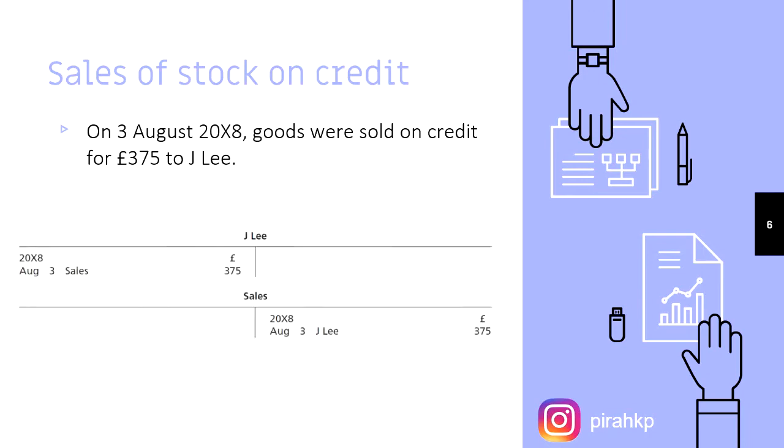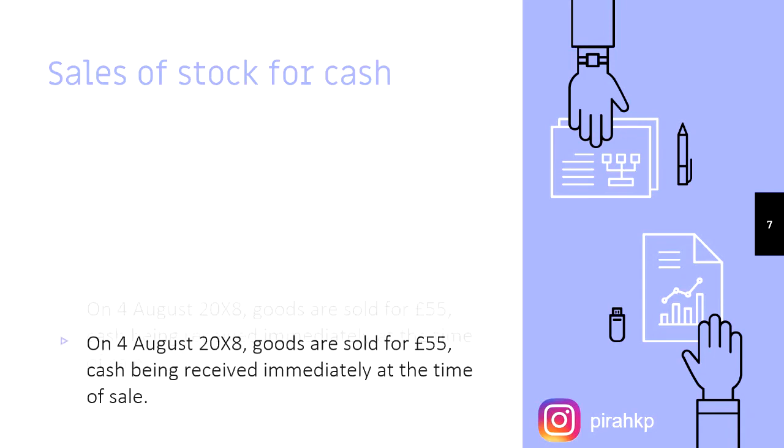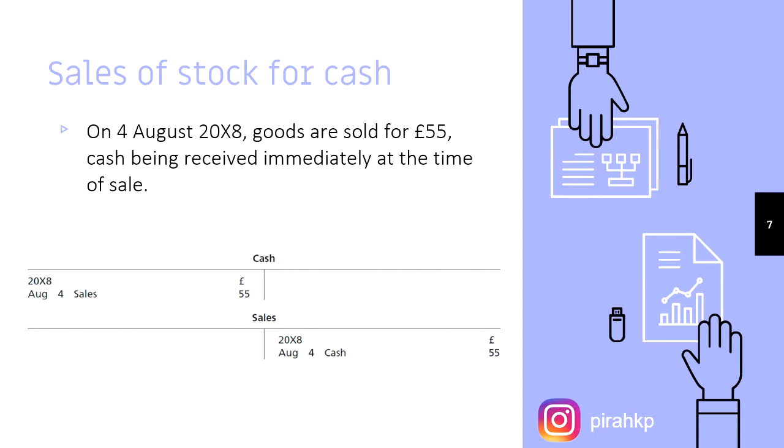Alright, so here are the ledger accounts. JLE August 3 sales 375. Ledger account and then sales August 3 JLE 375. Another ledger account. Now let's look at the next transaction. Sales of stock for cash. Just like the purchase entries, we have replaced credit with cash over here. And of course, the amount is different. But everything else is same. So instead of JLE receivable on debit or just JLE on debit, we will put cash on debit and sales on credit. Alright, here are the ledger accounts.